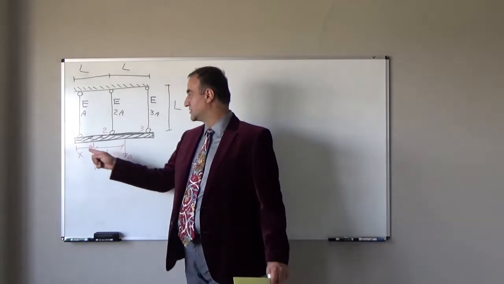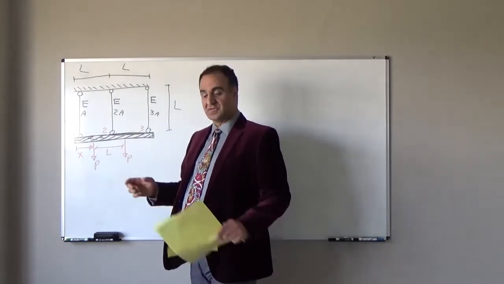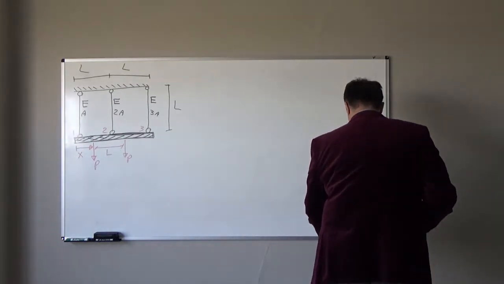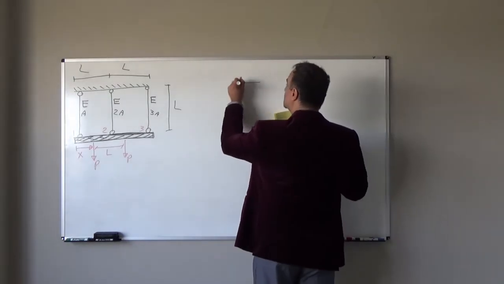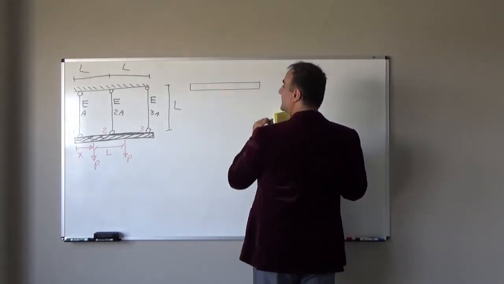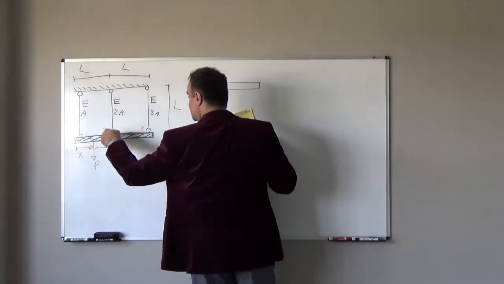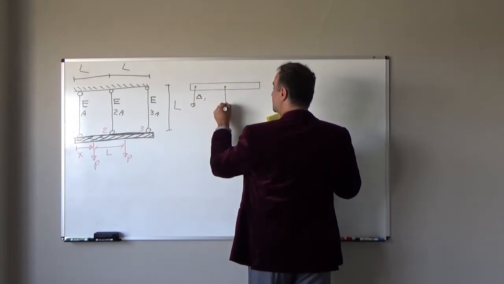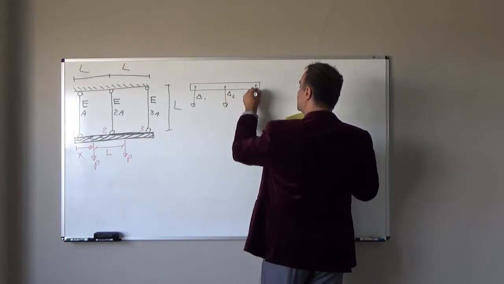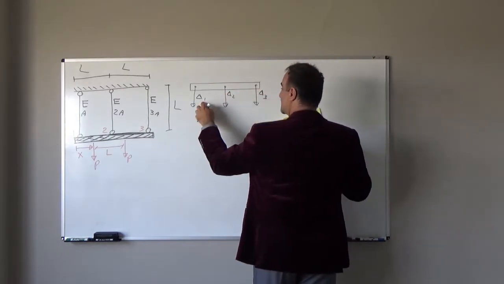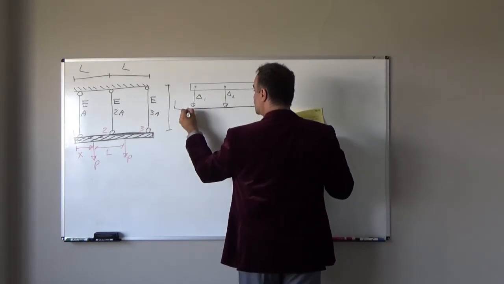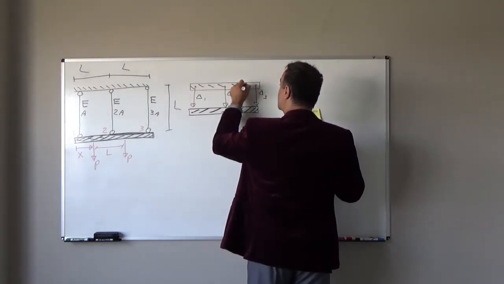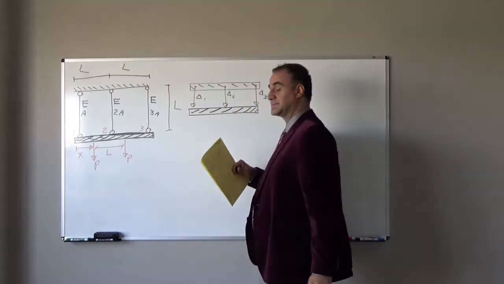It means the deformation in rods 1, 2, 3 should be equal, because initially this rigid beam is horizontal. After applying load, each one will deform. So we have delta 1, delta 2, delta 3, deformation in rod 1, 2, 3. If they are equal, again, this beam will remain horizontal. Where is the location for this set of external load?